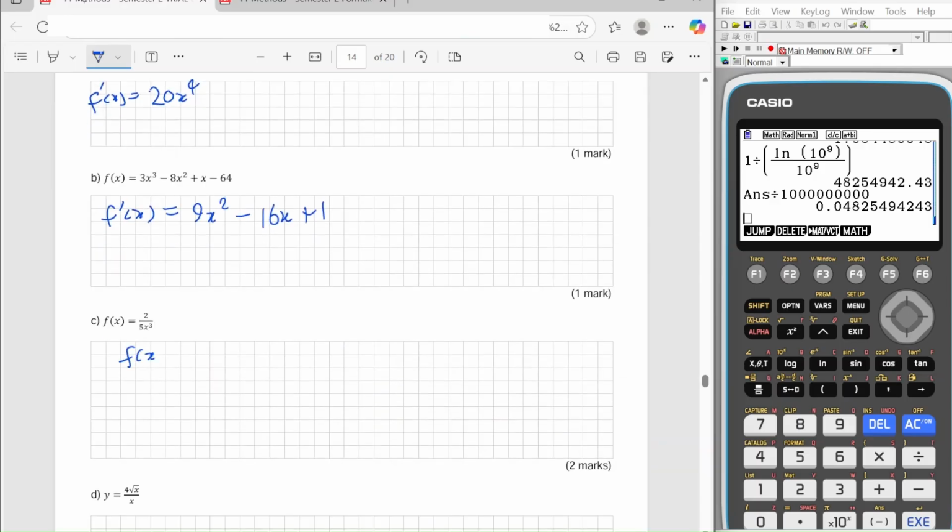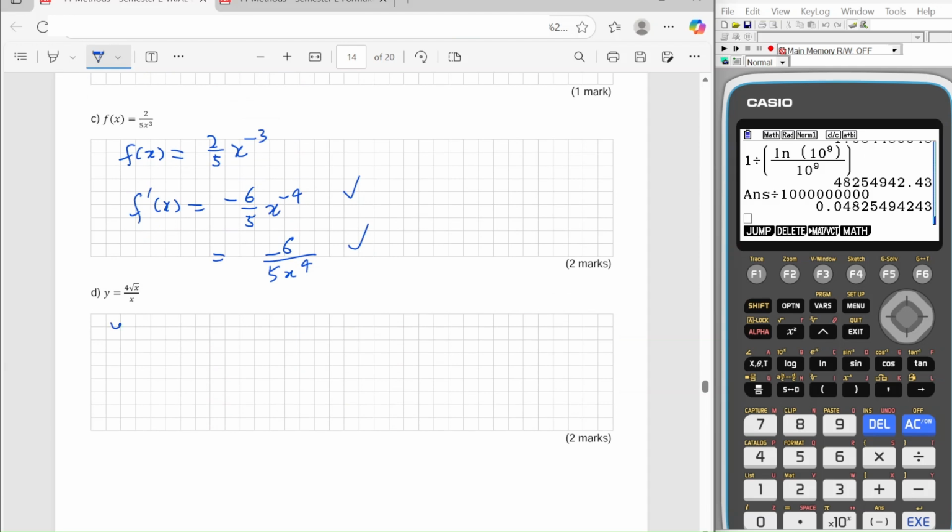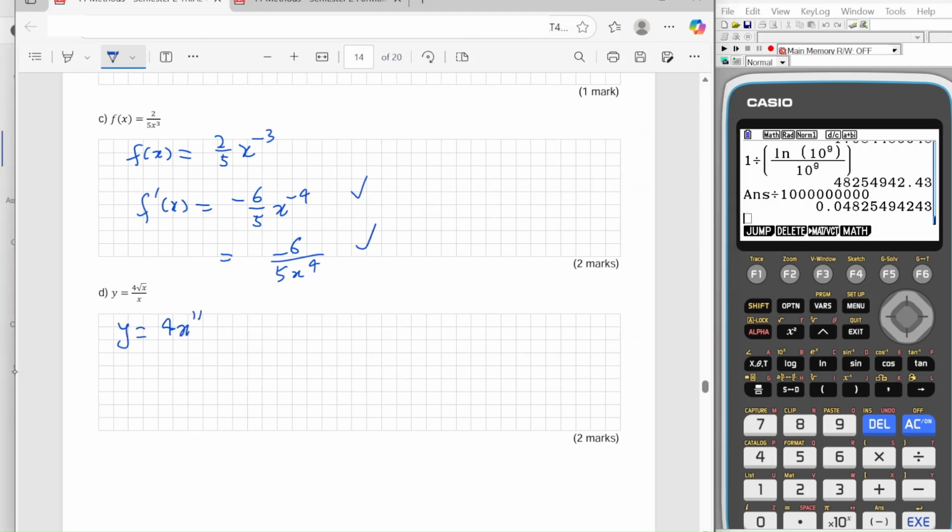Here, the original function is 2/5 of x to the minus 3. So the derivative looks like that. And now I'd be happy with that as your final answer. If you want, you can go like that. So both those I consider correct. Y here is 4x to the half over x to the 1.